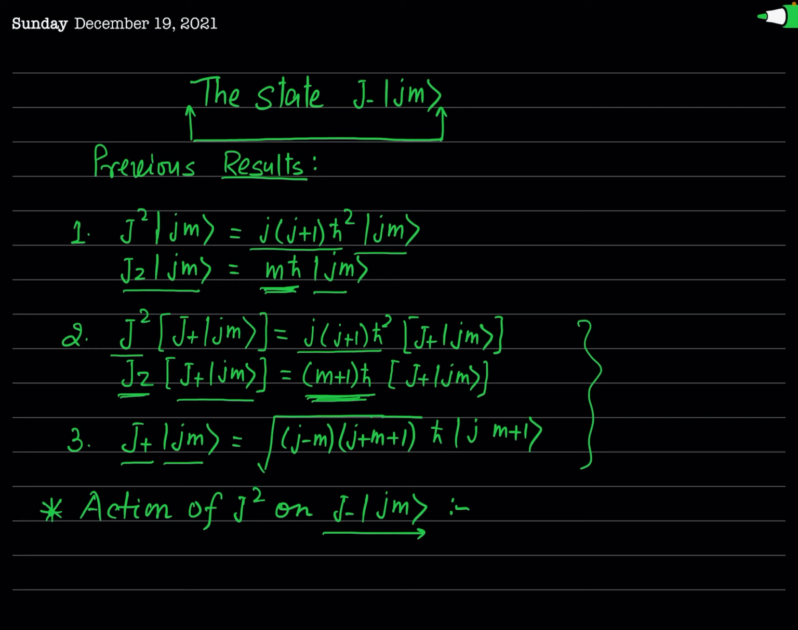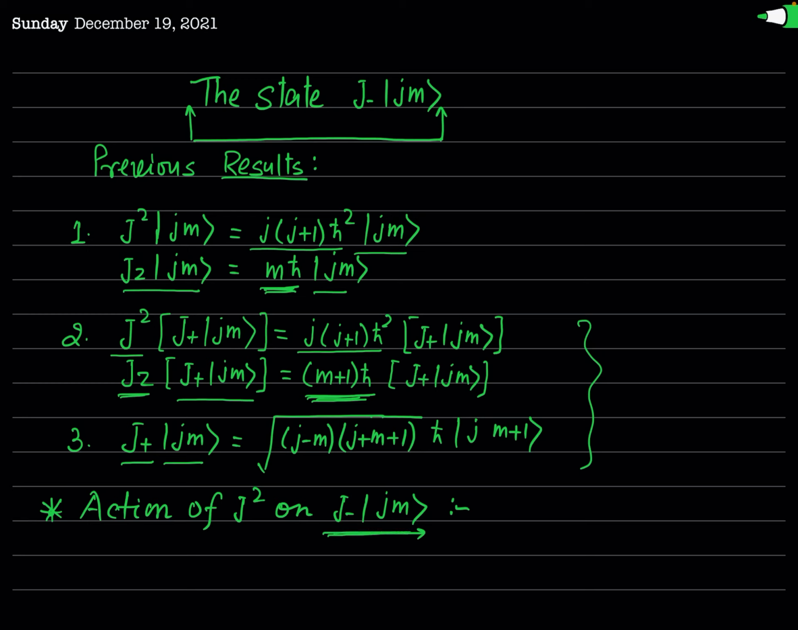Now in this lecture, our aim is to discuss the eigenvalue and the eigenfunction of the same operators J² and Jz when we consider a new eigenstate J₋|j,m⟩. That is, we want to discuss the action of the operators J² and Jz on the new quantum state J₋|j,m⟩. See the difference. In the previous lecture, we have seen the new state as J₊|j,m⟩. Now we are considering J₋|j,m⟩.